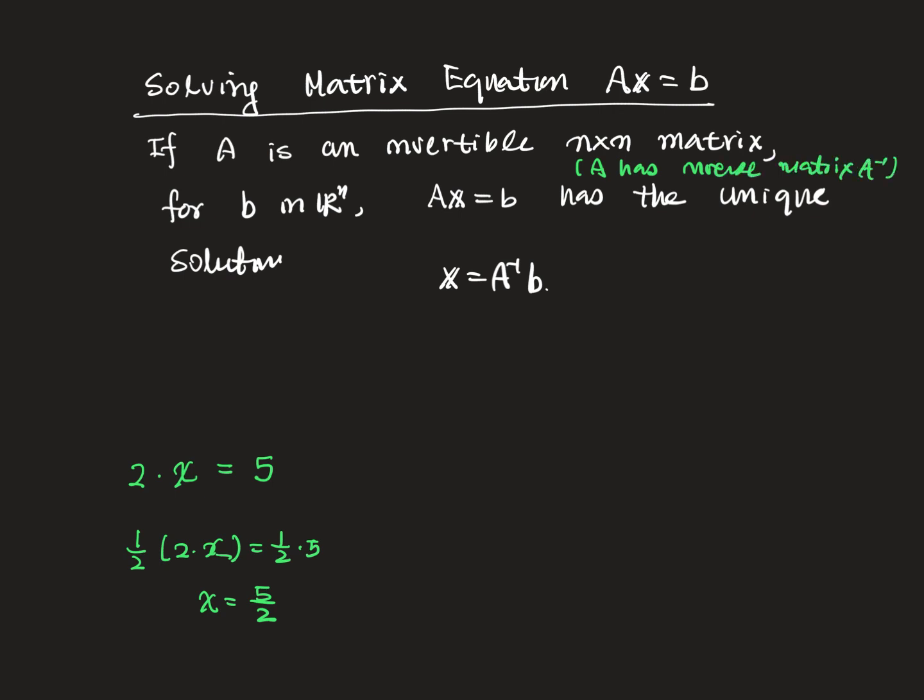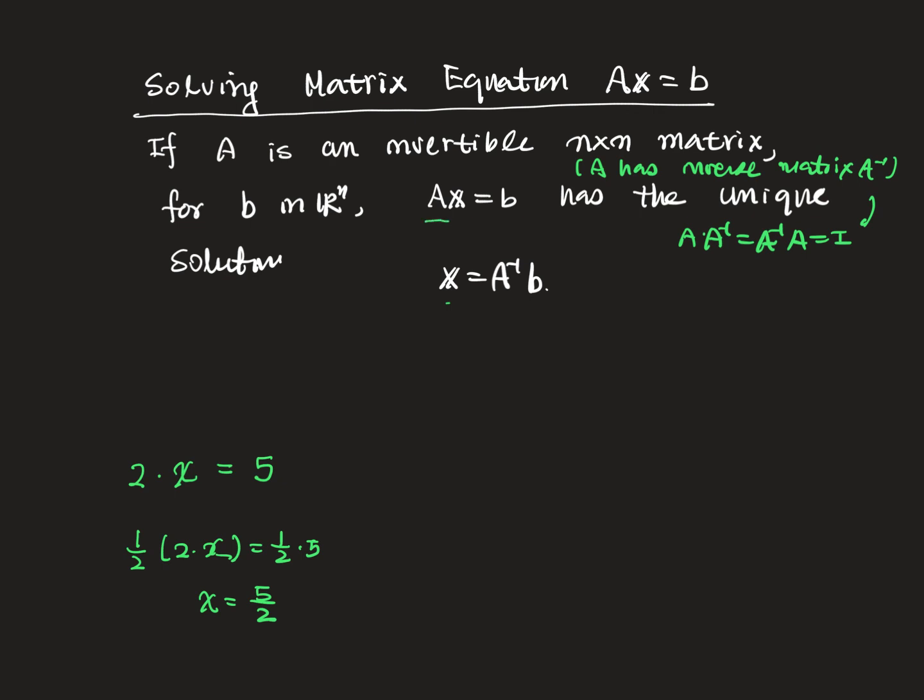So A inverse times A is the identity matrix. That's the meaning of invertible, right? So for any vector b, the matrix equation Ax equals b has a unique solution. The unique solution x is A inverse times b. So how do we get there?